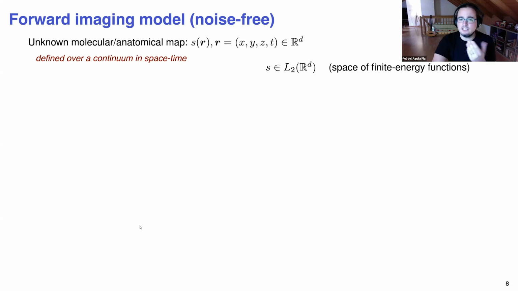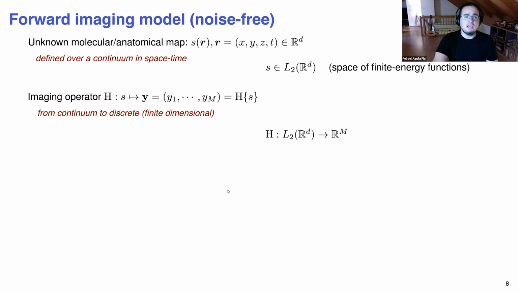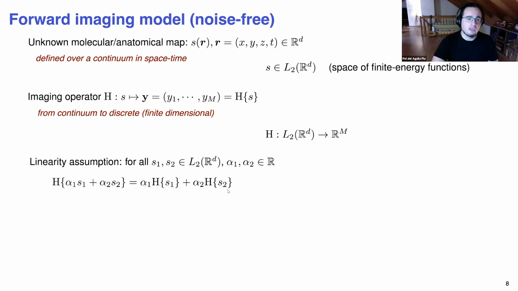And we will generally assume that it's an L2 function, so it's in the space of finite energy functions. Then there's an imaging operator that brings this infinite dimensional function into a finite dimensional vector of measurements. And this we're going to call our imaging operator.